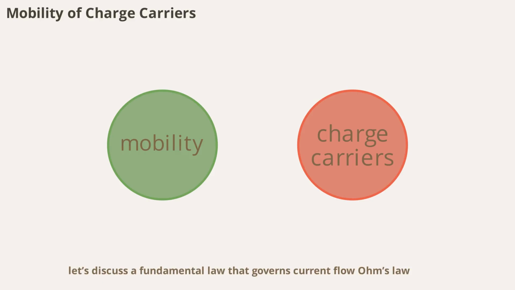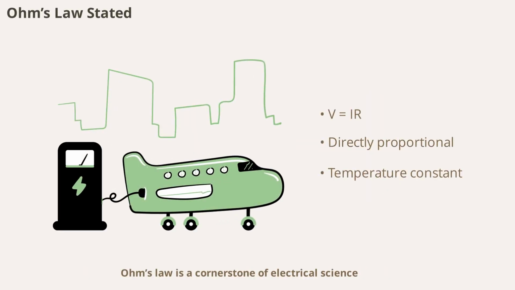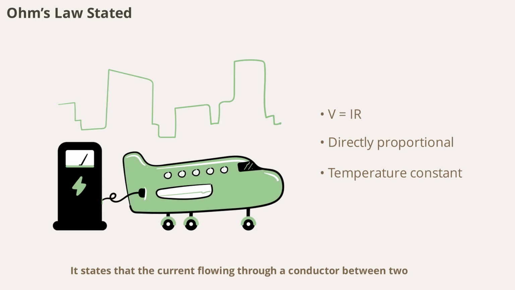Next, let's discuss a fundamental law that governs current flow: Ohm's law. Ohm's law is a cornerstone of electrical science. It states that the current flowing through a conductor between 2 points is directly proportional to the voltage across the 2 points, provided the temperature remains constant. This relationship is expressed as V equals IR, where V is voltage, I is current, and R is resistance. Ohm's law helps us predict how circuits behave and is widely used in designing electrical systems.